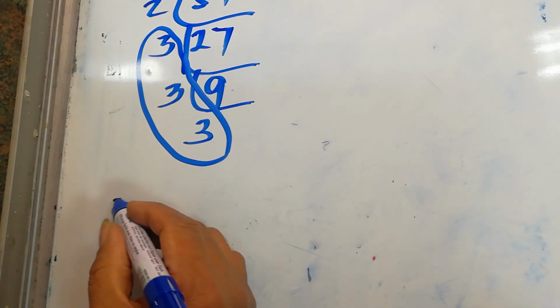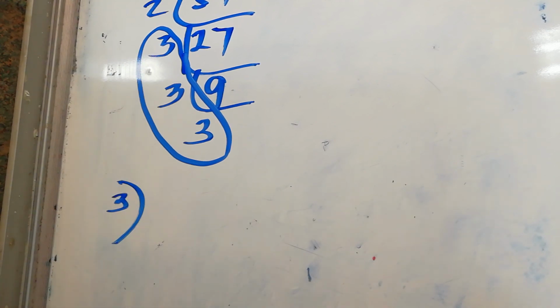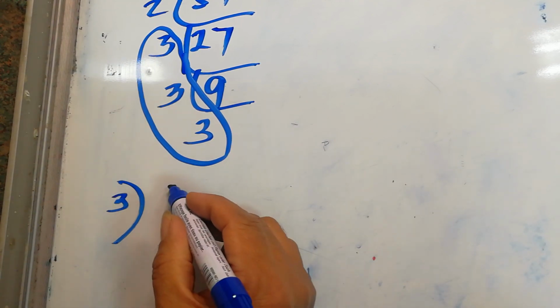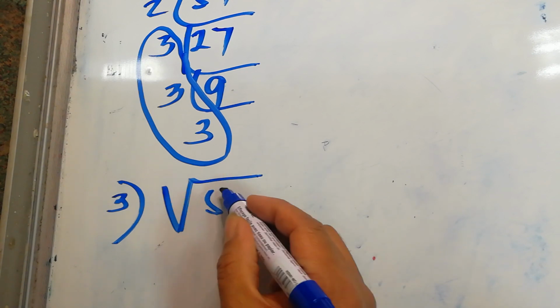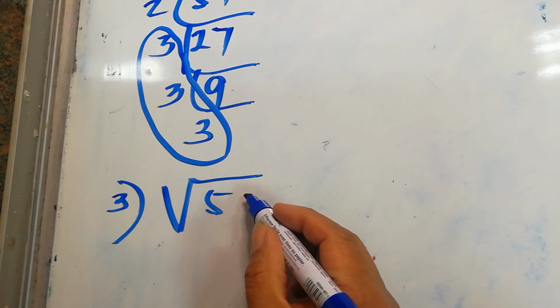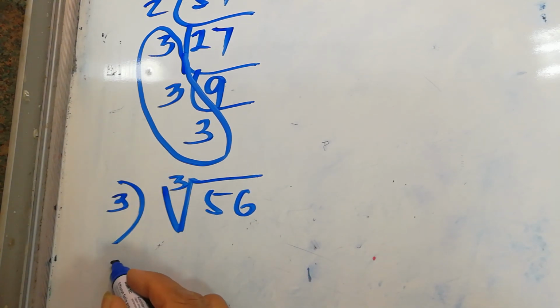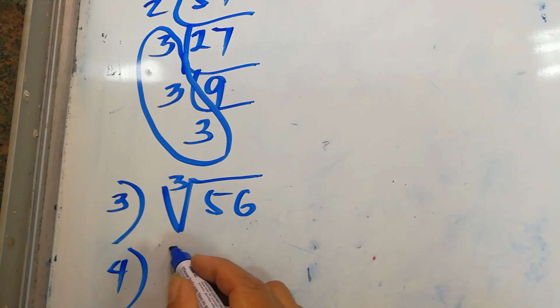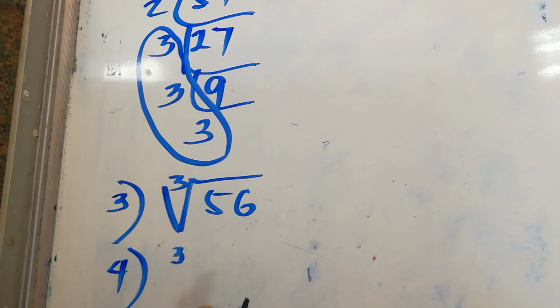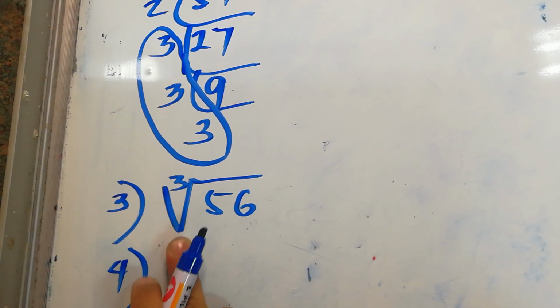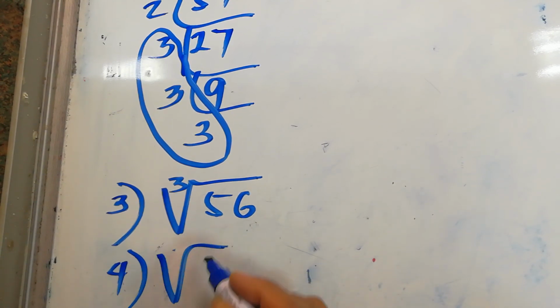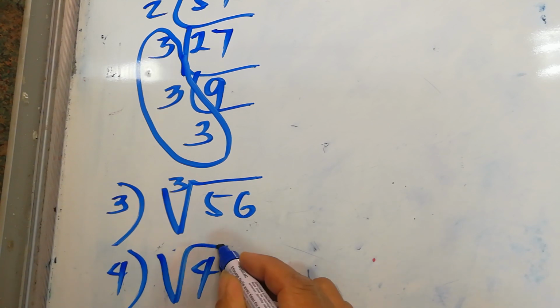Now, number 3: simplify the cube root of 56. And number 4: square root of 48.